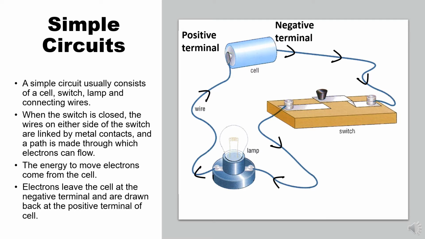As we can see in this diagram, the current flows from the negative terminal of the cell towards the switch, the lamp and back to the cell through the positive terminal. When the switch is closed, the wires on either side of the switch are linked by metal contacts and a path is made through which the electrons can flow. Remember, the energy to move electrons comes from the cell.